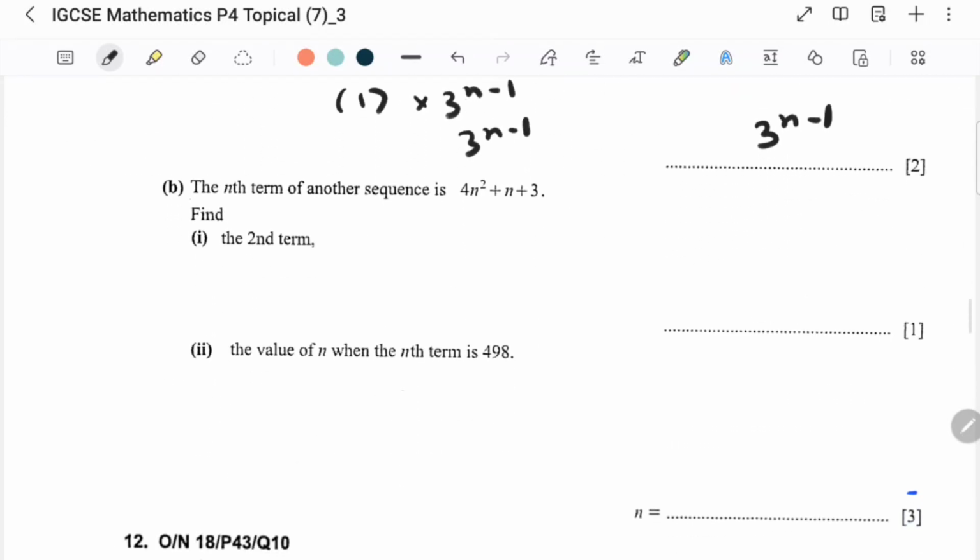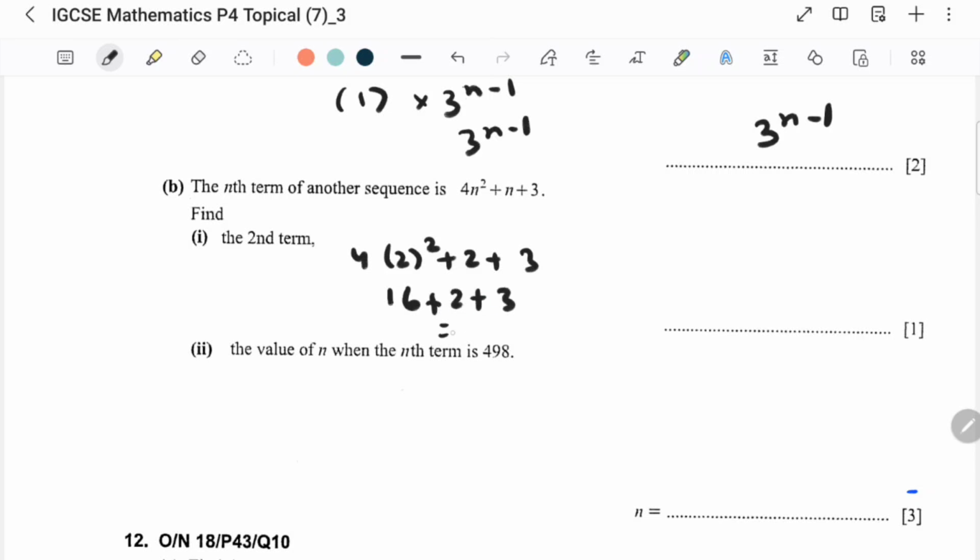The nth term of another sequence is this. Find out the second term. 4 times 2 square plus 2 plus 3. 4 4s are 16 plus 2 plus 3 is equal to 21. Find the value of n when the nth term is 498.